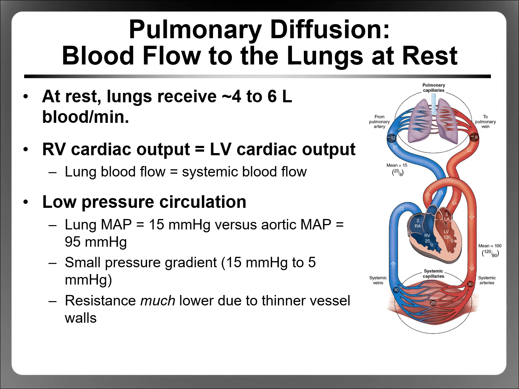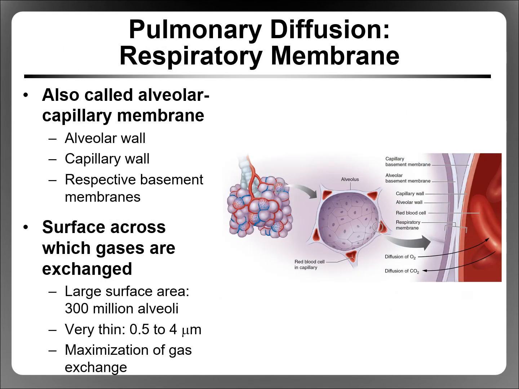However, our pulmonary blood flow is going to be considered a low pressure circulation. So our lung mean arterial pressure is around 15 millimeters of mercury, as opposed to aortic mean arterial pressure, which is around 95. Since there is a very small pressure gradient, so between 15 to 5 millimeters of mercury, resistance is going to be much lower, and because we're dealing with much thinner vessel walls here.